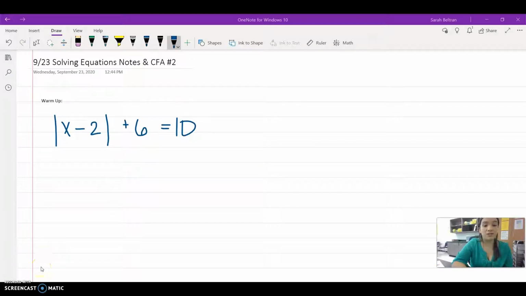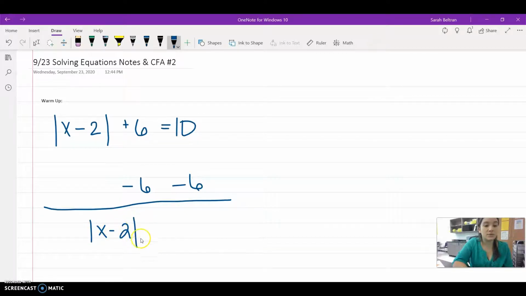Now, what is the first step that I need to do? Okay, so after I have done that, I will subtract 6. I end up with the absolute value of x minus 2 is equal to 4.